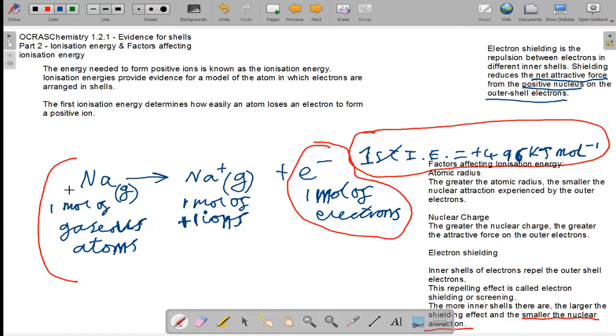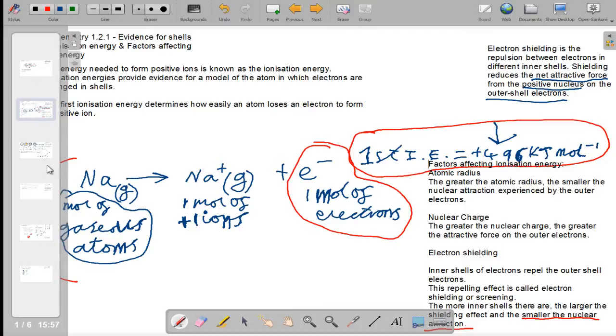So if we look at our sodium equation again, it's 1 mole of gaseous atoms making 1 mole of sodium plus ions and 1 mole of electrons. But it also requires energy, lots and lots of it. So 496 kilojoules is required for this particular ionization energy.